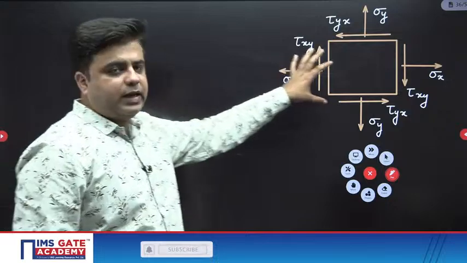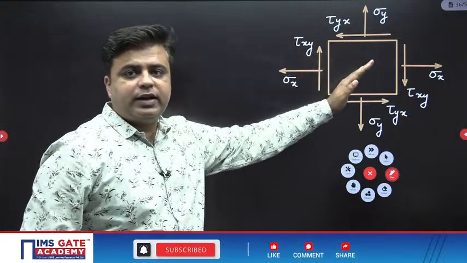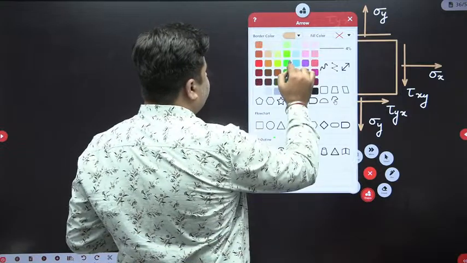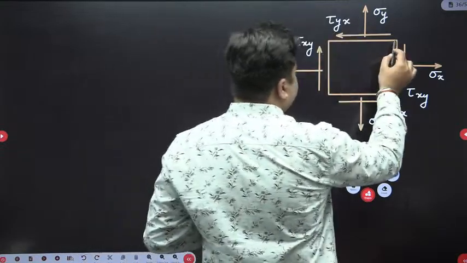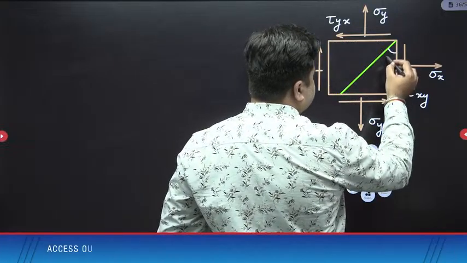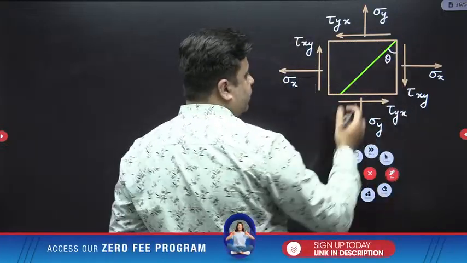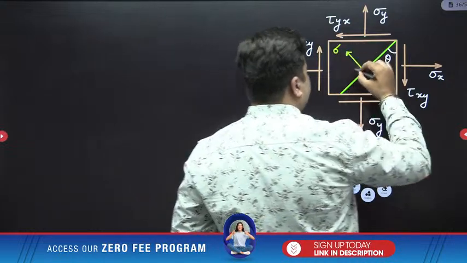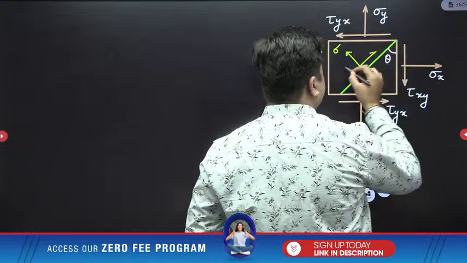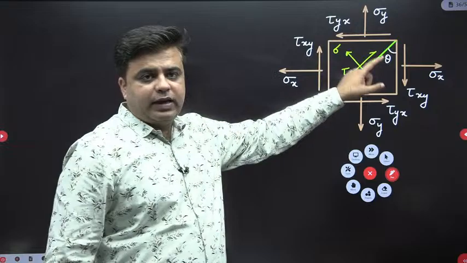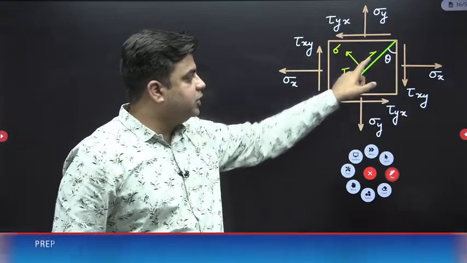For this complex state of stress, if you consider an oblique plane which is inclined at an angle theta from the vertical, this plane will experience normal stress and shear stress, tau.